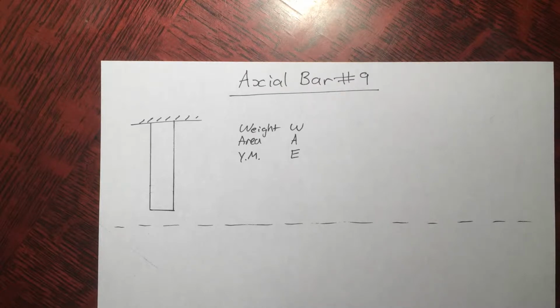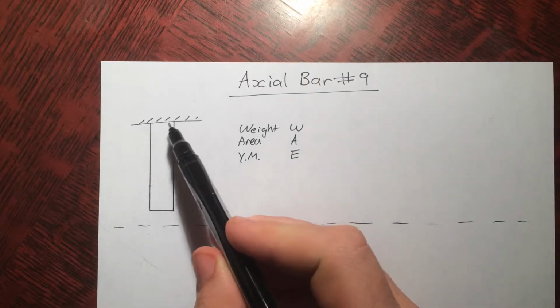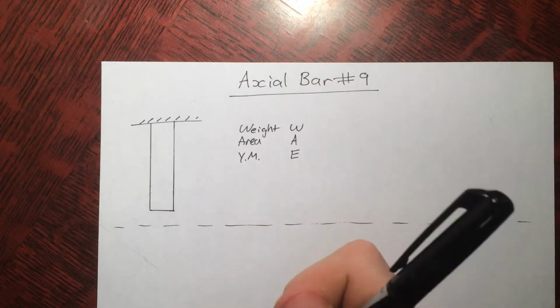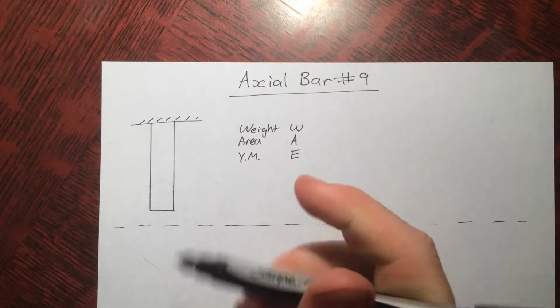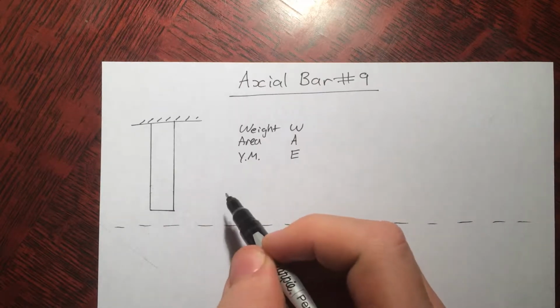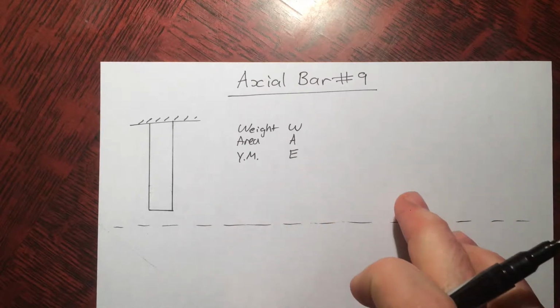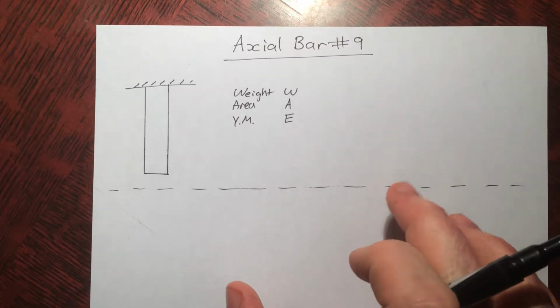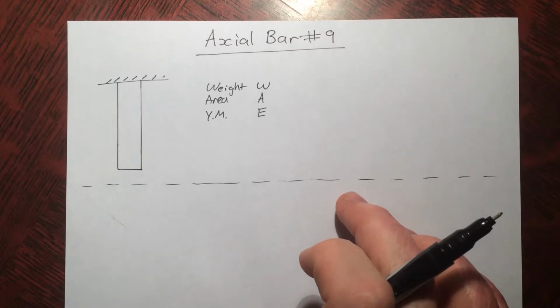In this video, I'm going to be working through this example here with this axial bar hanging off the ceiling. I'm going to work through how to find the internal normal force and also the total elongation. If you want to know something else about axial bars, feel free to check out any of my other axial bar videos.